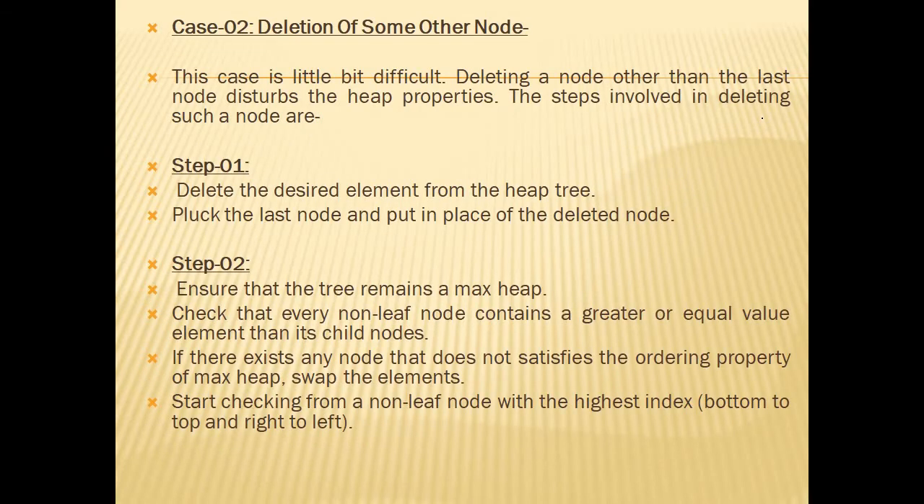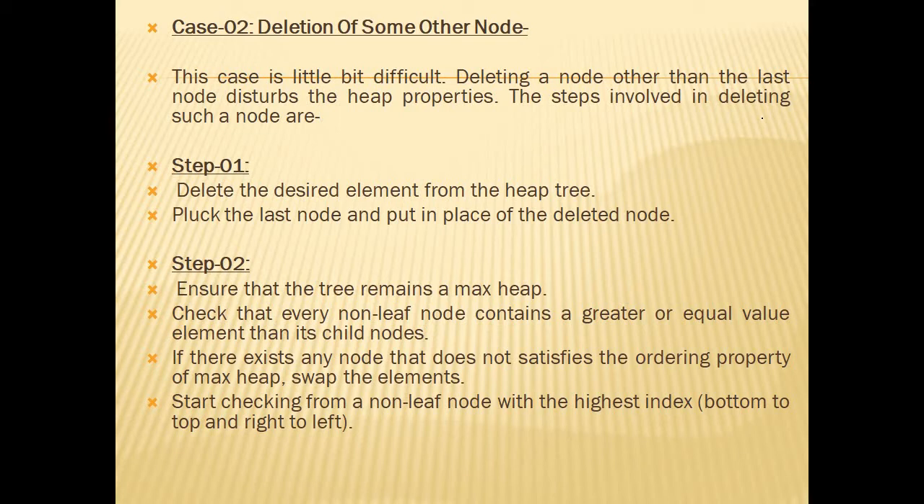But when you are removing some other node, whether it has left and right children, or else only a left child, or only a right child, then we need to apply these things. So delete the desired element from the heap tree and plug the last node in place of the deleted node. So assume you are going to delete a particular root node and it has a left child, so you just replace it with that left child, and automatically it will be removed.